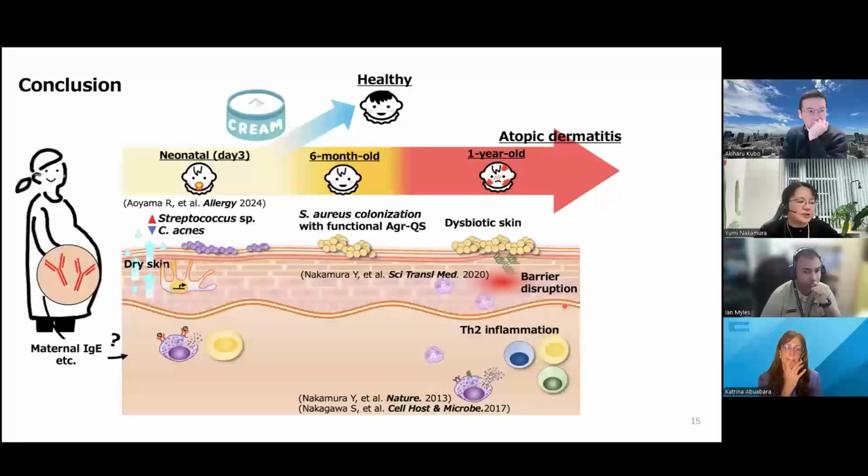This is a conclusion slide. We previously demonstrated that increased colonization of Staph aureus induced PSM production through AGR quorum sensing activation, and these toxins led to barrier disruption and Th2 immunity. Additionally, AGR quorum sensing seems to be required for successful colonization on infant skin and contribute to the onset of atopic dermatitis.